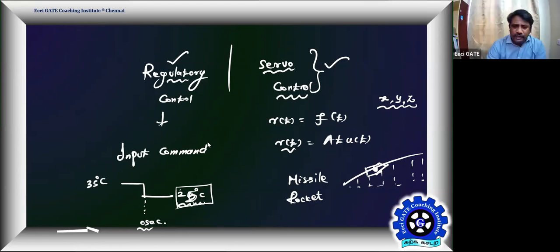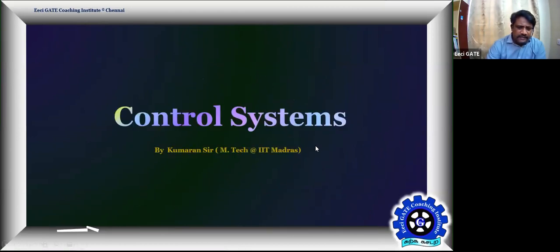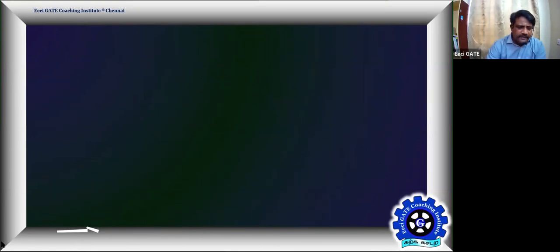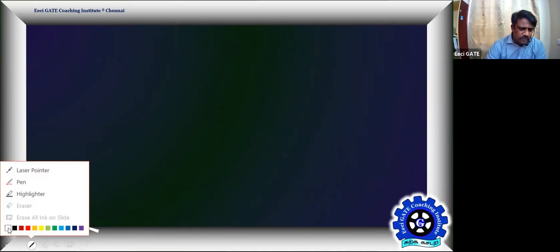So that's how control systems will be further classified. Both are closed loop control systems. One, where the input remains constant, is known as regulatory control. Where the input changes with respect to time, it is known as servo control. That's all. So with this conclusion, let us approach the time domain response of a second order system.